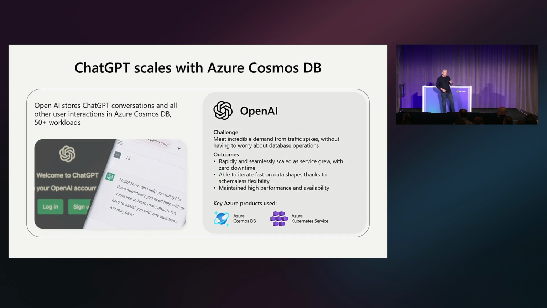And of course, the probably largest agentic memory scenario today on Cosmos DB is run by OpenAI, right? ChatGPT has over 800 million monthly active users, and more than 50 different workloads are kept on Cosmos DB today, including chat history and agentic memories, right? So if Cosmos DB is pretty scalable for OpenAI, it's probably pretty scalable and pretty elastic for your use case as well.